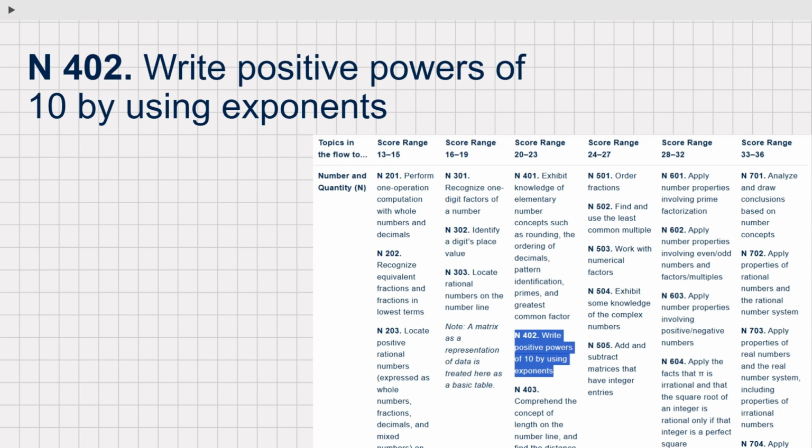In this video, we'll be looking at Math ACT Standard N402, write positive powers of 10 by using exponents. This standard is in the score range of 20 to 23. The average ACT is about 19.2, so these questions are actually for students that are technically above average, and I want you to keep that in mind.